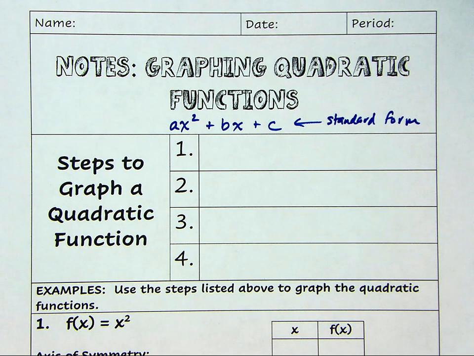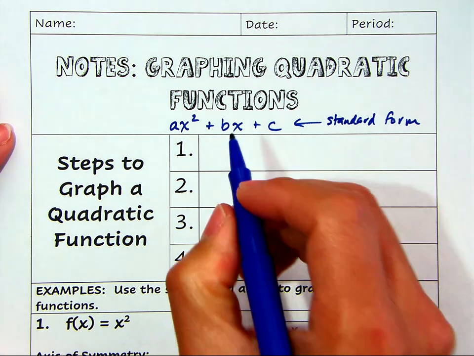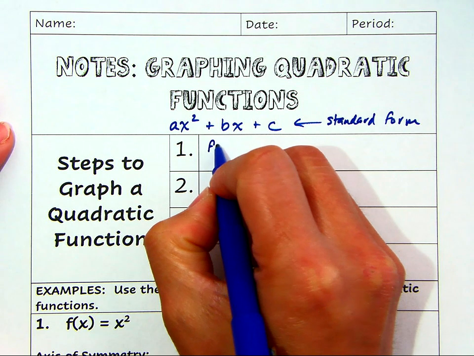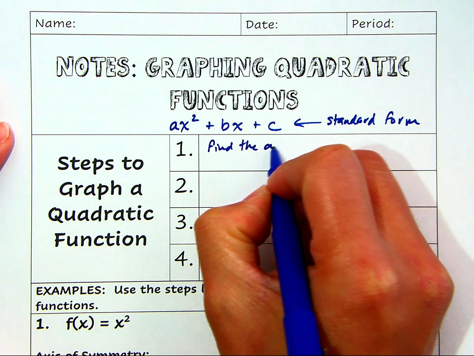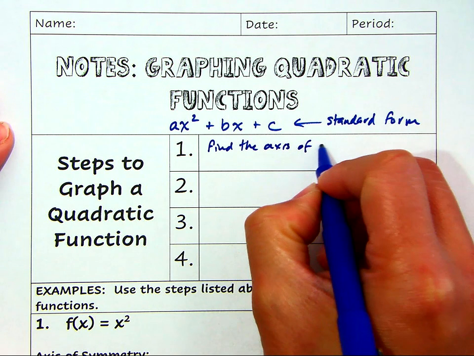All right, so we're going to break graphing down into 4 steps. The first step is going to be to identify something called the axis of symmetry. Find the axis of symmetry.